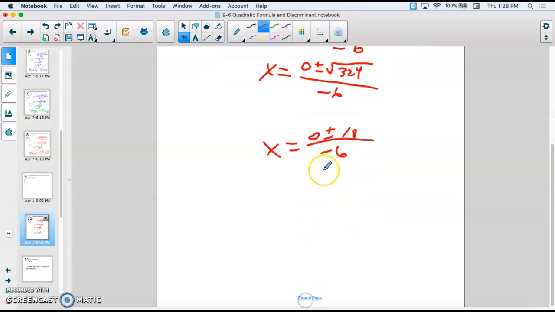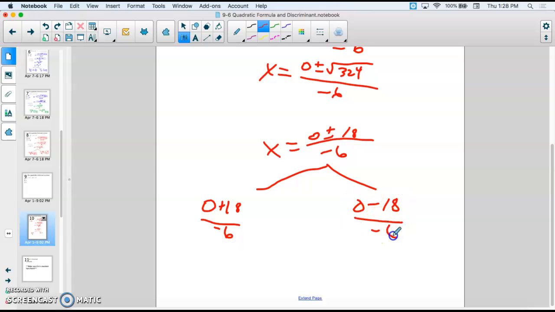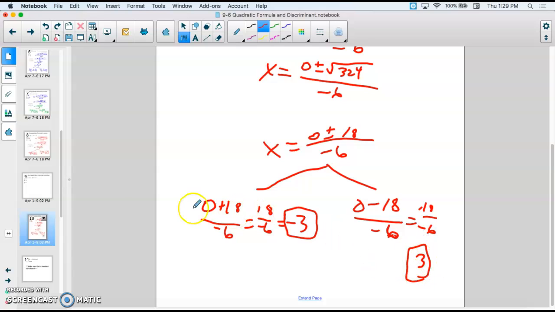Okay, at this point we branch off. Now, do we need the 0 right here? Well, let's just keep it for simplicity's sake. 0 plus 18 over negative 6. 0 minus 18 over negative 6. This is just 18 over negative 6, which is negative 3. So that's one of our answers. Then over here we have negative 18 over negative 6, which is 3. So our final answers are actually just plus or minus 3.